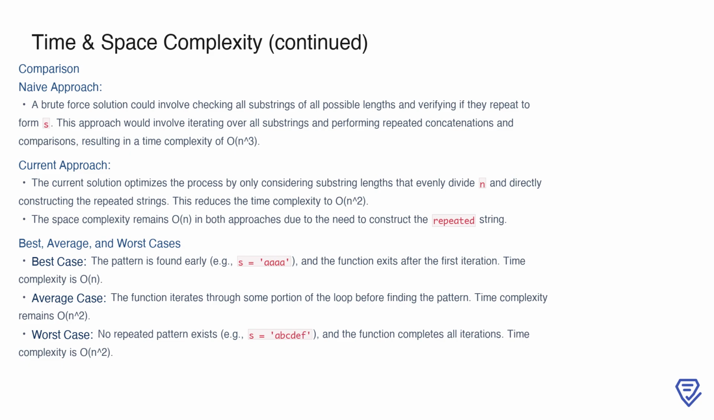Additionally, the best-case scenario occurs when a pattern is found early, such as when the string is highly repetitive. This results in a time complexity of O(n). On average, the function will iterate partway through the loop, maintaining O(n squared) complexity. In the worst case, where no repeated pattern exists, all iterations are completed, and the time complexity remains O(n squared).